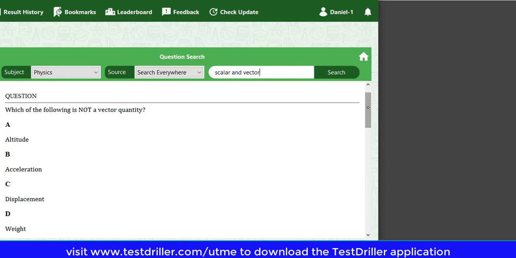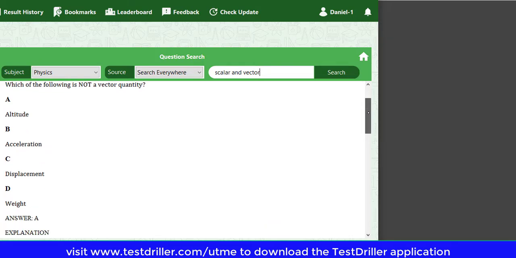Acceleration obviously is a vector quantity because to define acceleration, you need to define the direction along which that motion is happening. Displacement is distance with a direction, so that's a vector quantity. Weight is basically a force, in the same family as force, and force is a vector quantity. So altitude is not a vector quantity because it is like distance above a particular ground level, and it has no direction in particular.